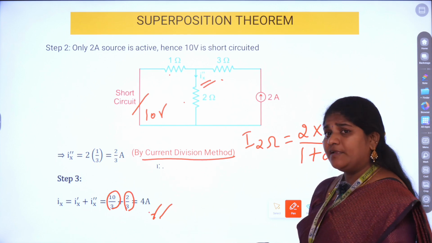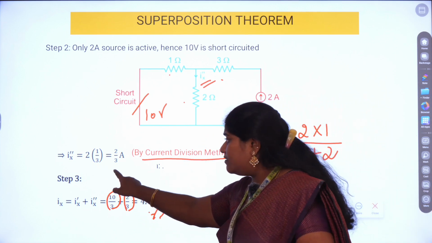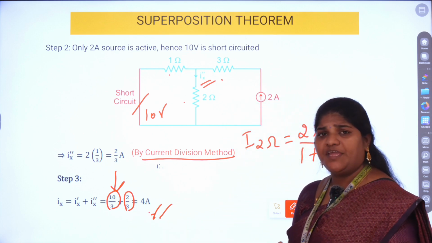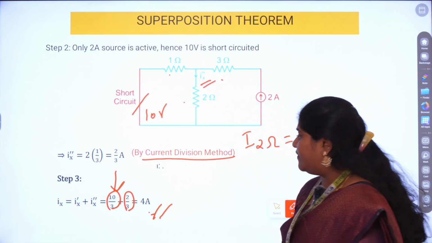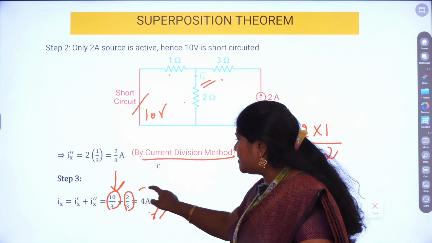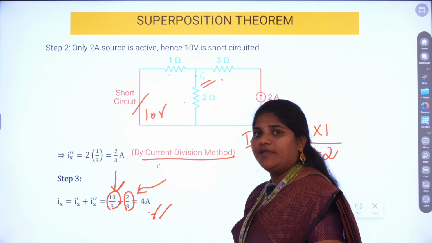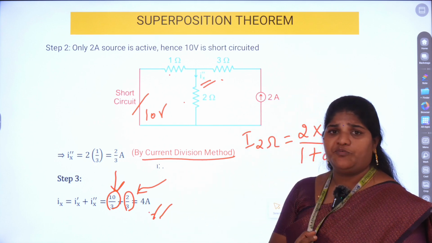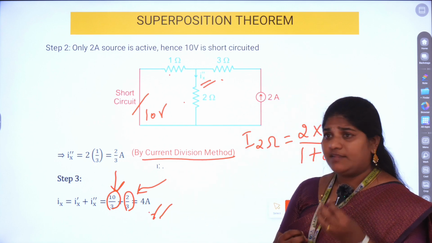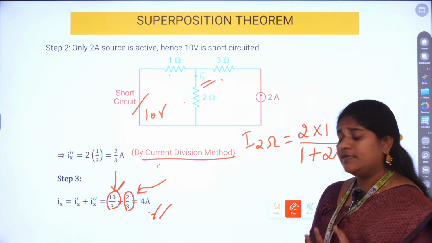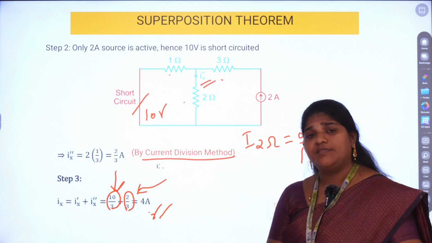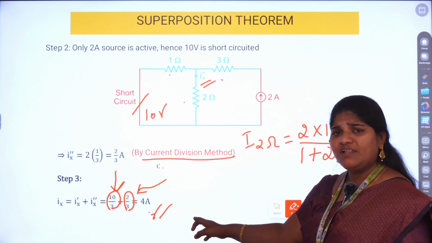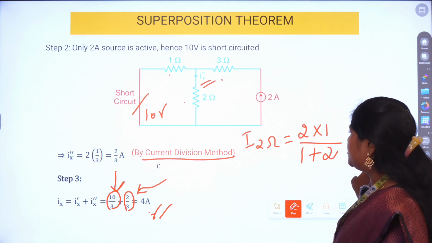As you can say, because of the 10 volt source, the contribution is 10 by 3 amps. This is the contribution made by the 10 volt source, whereas the contribution made by the current source is only 2 by 3 amps. So if a question goes in this direction, finding the contribution, finding the individual responsibility of the individual sources, then the superposition theorem seems to be the best method. So this is the answer, and I hope this video finds you good.